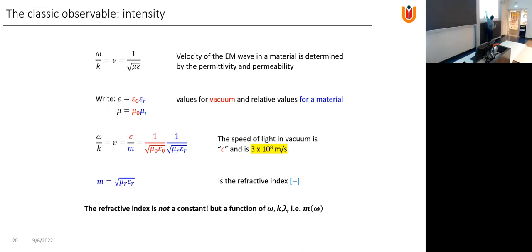So c, the speed of light, is a universal constant, but the refractive index is not. It depends on the material properties. So it is different for every material, but it also changes with wavelength. It can have a certain value for red light, and other values for, let's say, blue light. So it's not just a constant.